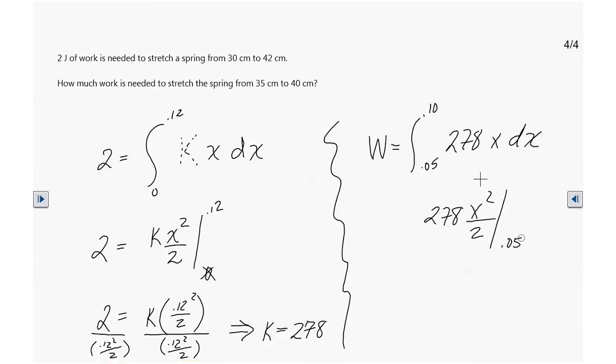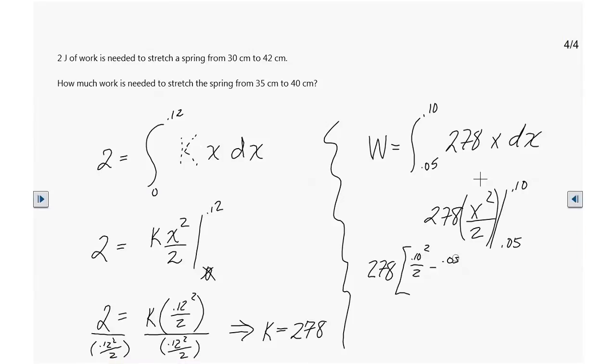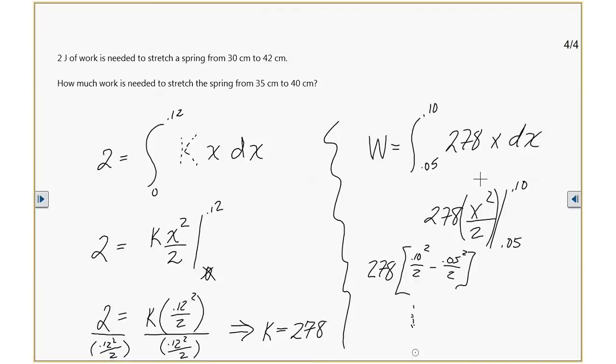Evaluated at 0.05 and 0.10. And what does that mean? You know how to do this. So 278, I'm just going to pull that out. 0.10 squared over 2 minus 0.05 squared over 2. That's 3 dots. And I came out with 1.04 joules.